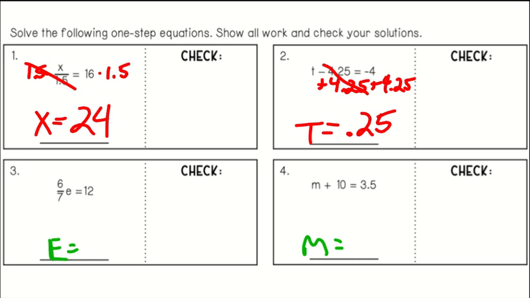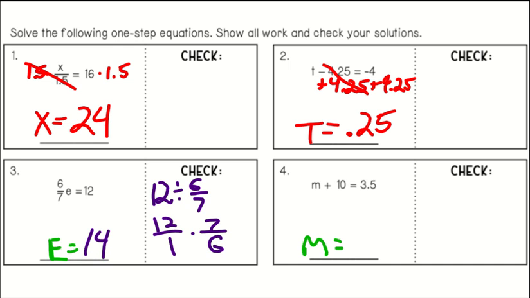When you have a number in front of a variable, number in front of a variable is multiplication. What's the opposite of multiplication? Division. So you're going to divide each side by 6/7. When you divide by a fraction, so if I have 12 divided by 6/7, you multiply by the reciprocal, so you keep change flip. So you got 12, we put it over 1, times 7 over 6. So we multiply that across the top, got 84 over 6. 84 over 6 is 14.